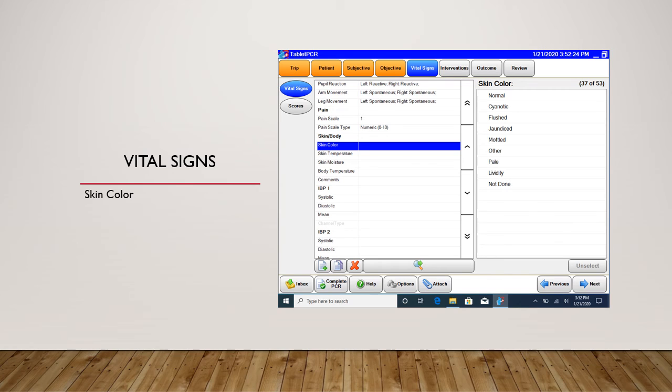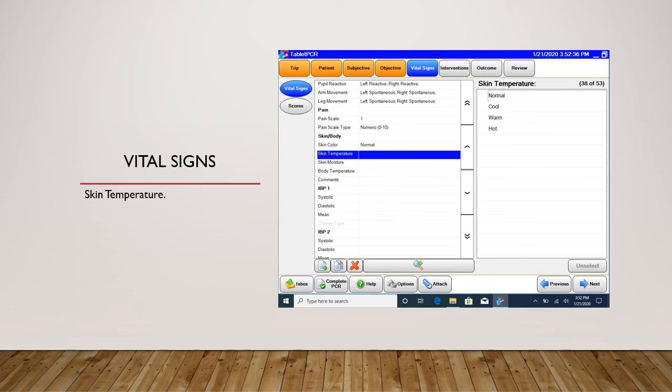Skin and body. What's their skin color? Is it normal color? Are they cyanotic, pale? You know, if the patient's deceased, are there signs of lividity? Skin temperature. Are they normal? Are they hot? Are they cold? Skin moisture. Excessively dry, normal, diaphoretic, or clammy.